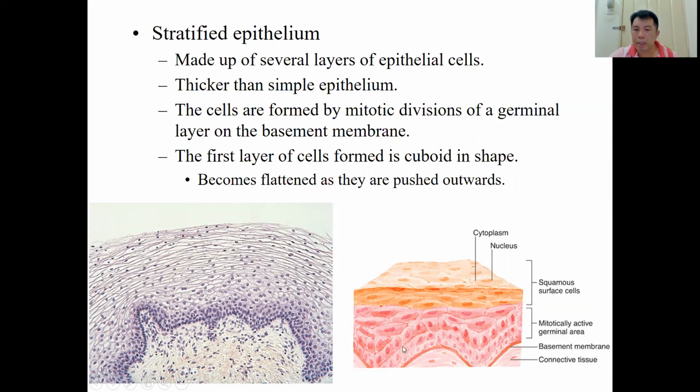That means the layer of cells that rests on the basement membrane is actively dividing to form new cells and then push the old cells upward. So that's why you see the first layer of cells formed is cuboidal in shape. Then after that it becomes flattened as the cells are pushed outward, due to the pressure. So at the top layers they become squamous.